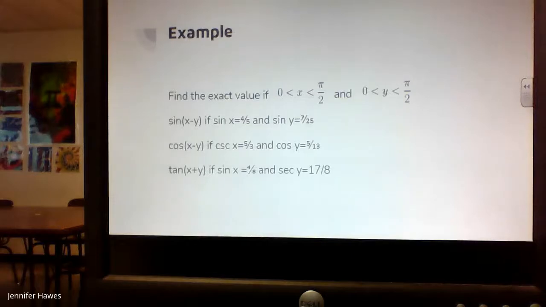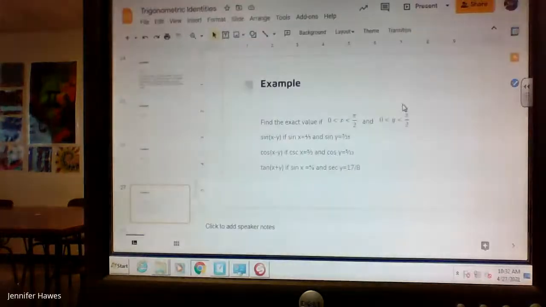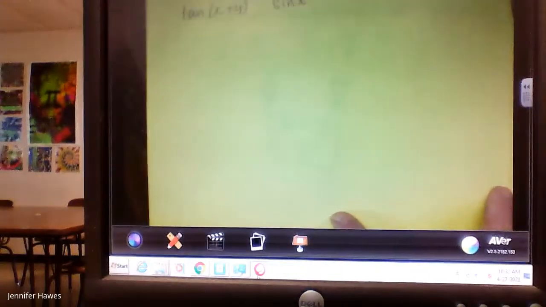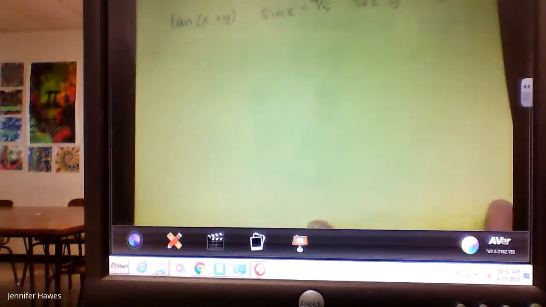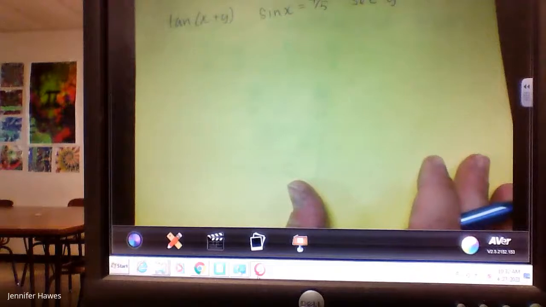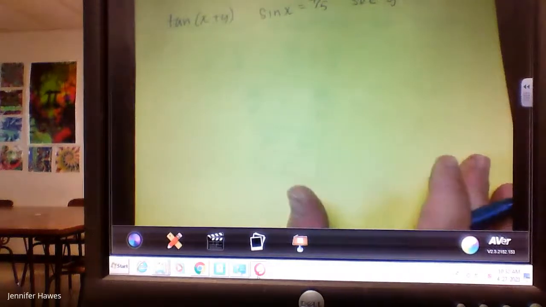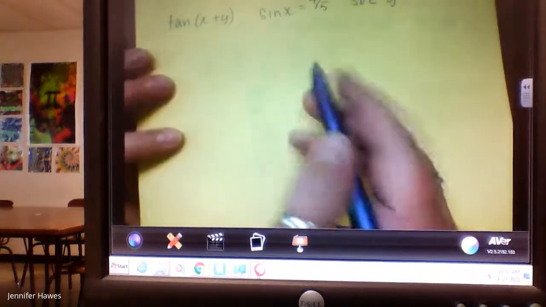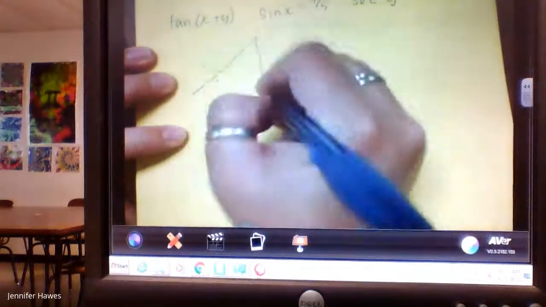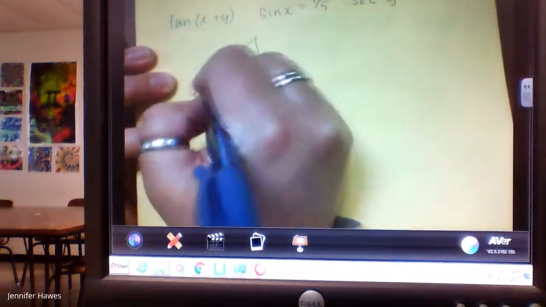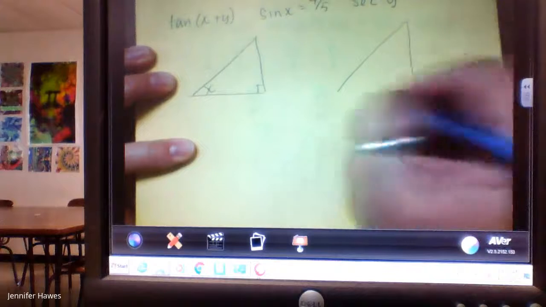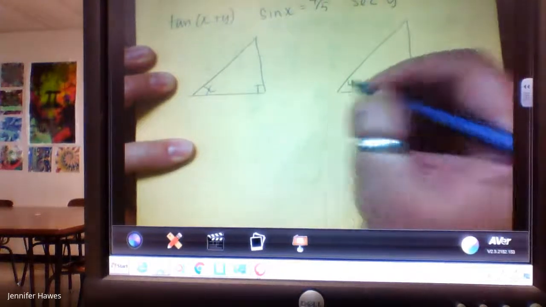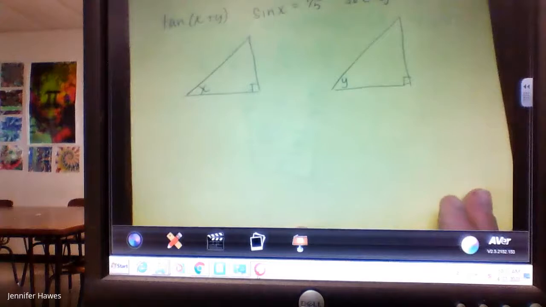Okay, so the first one gave you an actual degree, 75 degrees. Find me 2 numbers. So on this one, when they don't give you degrees, what they want you to do is draw 2 triangles. So one of my triangles is going to have an X, the other one's going to have a Y. So since they're in the first quadrant, I'm just going to draw them like this. I'm not drawing anything to scale. I'm just drawing them.